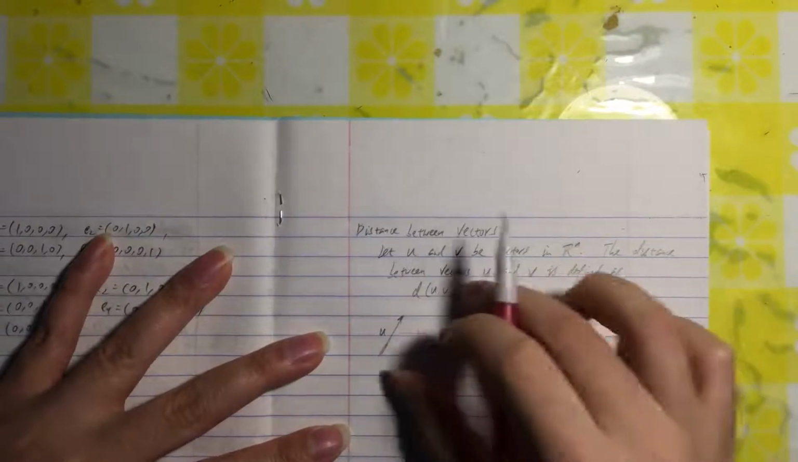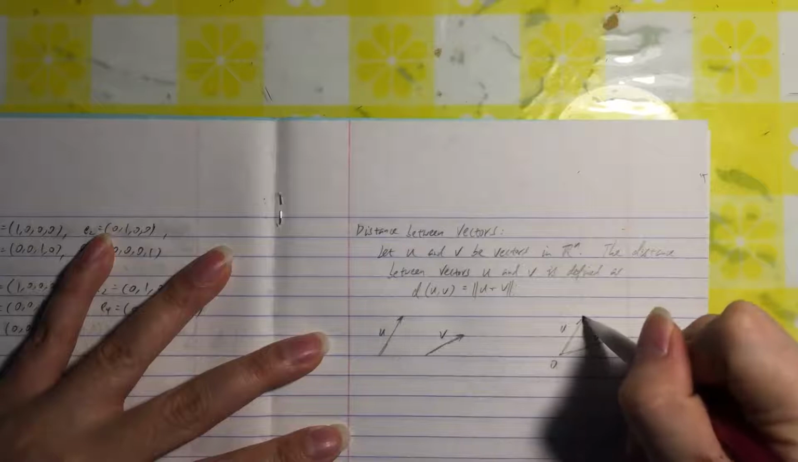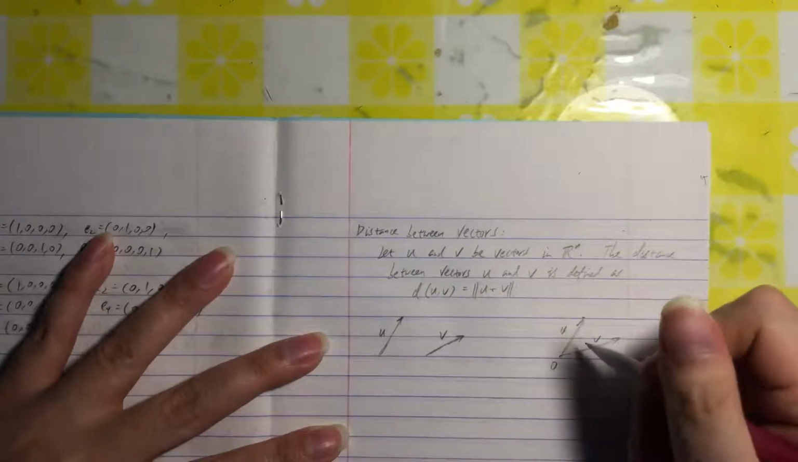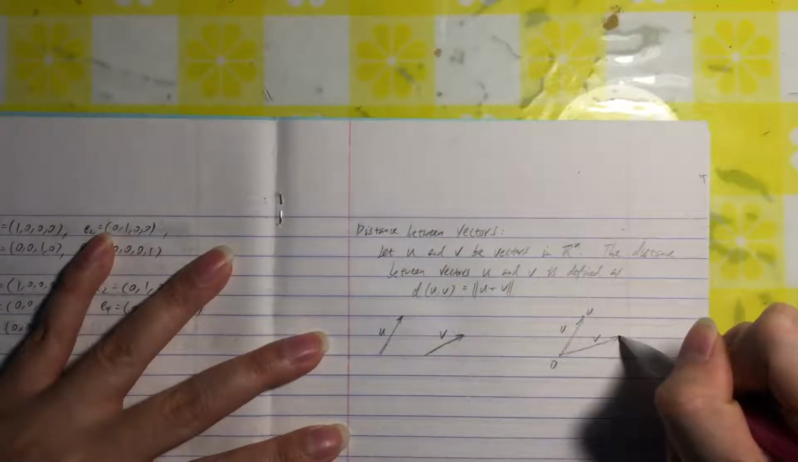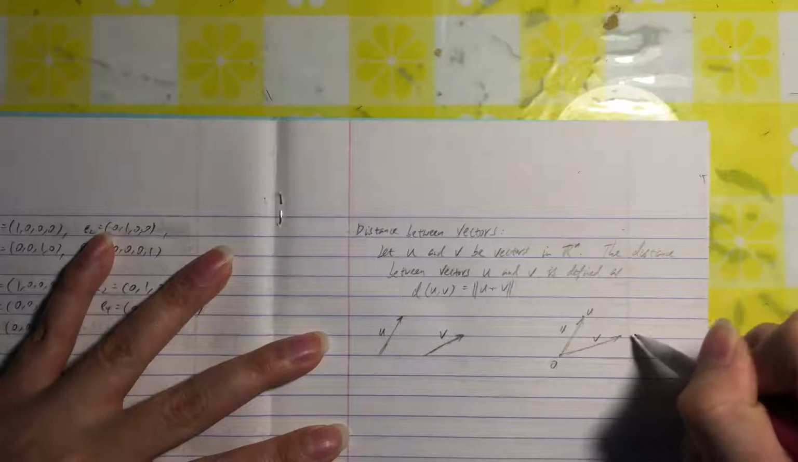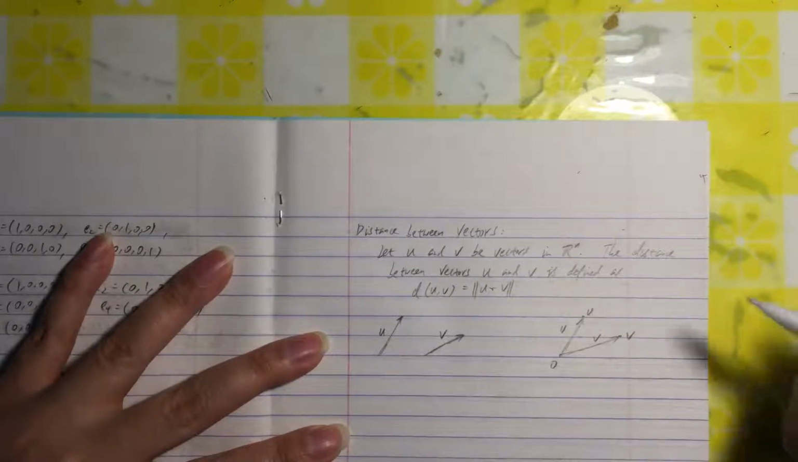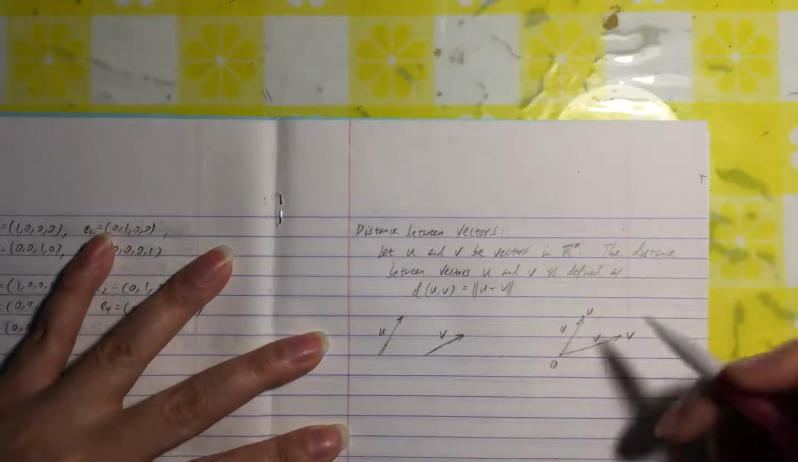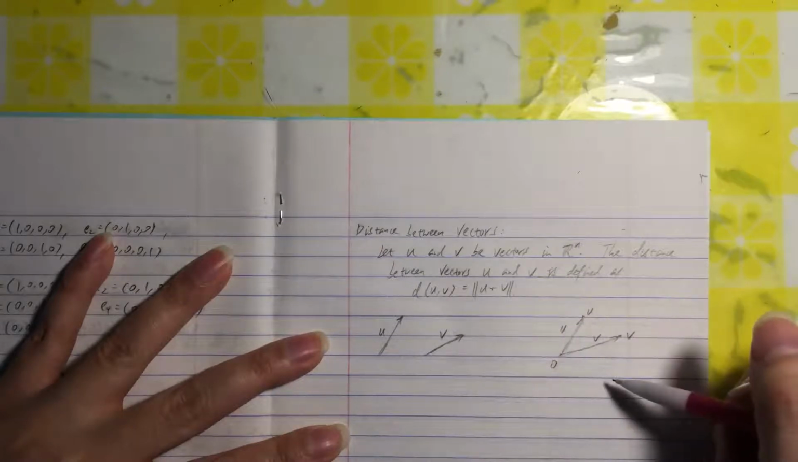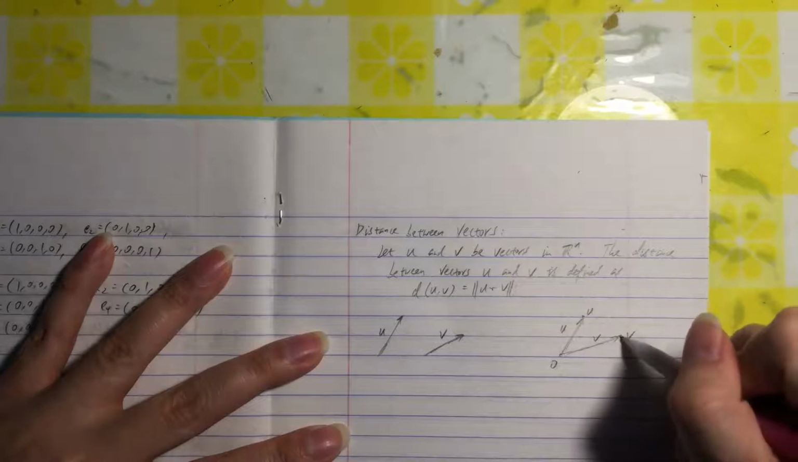Once I shift their tail to the origin, the point on the head has exactly the same coordinate as vector u, and the point at the head here has exactly the same coordinate as vector v. Then, for distance between these two vectors, we measure the distance between their heads.